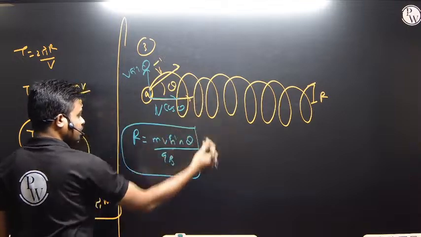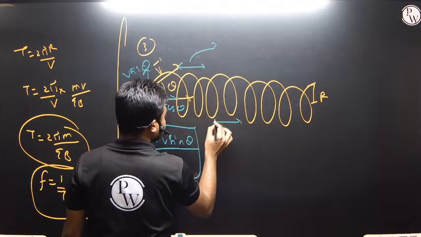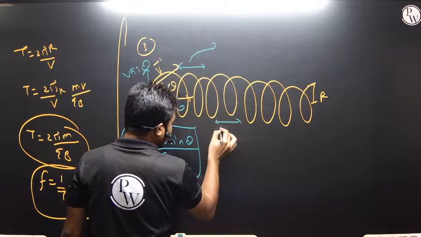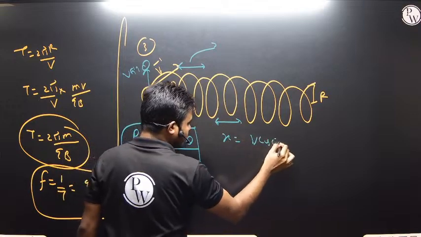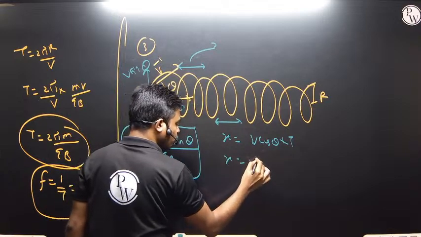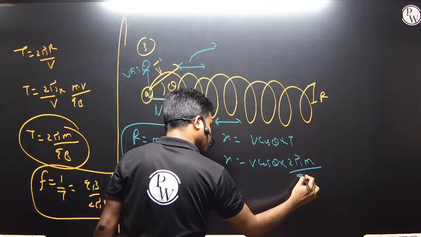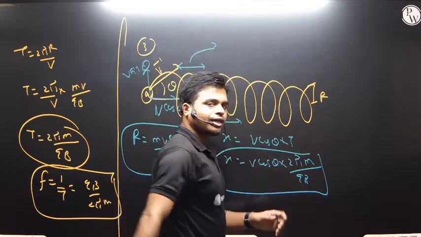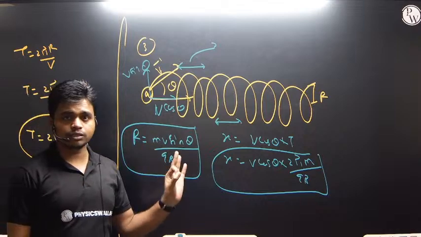And what about the pitch? We define the pitch as the distance traveled in one rotation. That is x equals v cos theta multiplied by the time period. What is the time period? 2 pi m divided by qB. The distance traveled by the charged particle in one rotation is what we define as pitch. So these are the formulas that we have when forces act in a magnetic field.